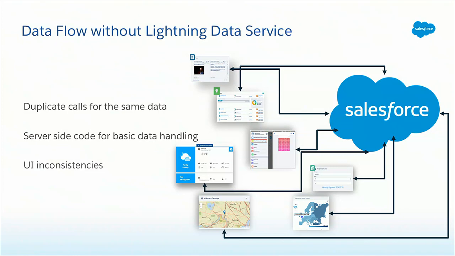So the data flow without Lightning Data Service is you have a bunch of components on the page, and they're all making their own calls to the server to get their own data. So they're not coordinating with each other, which brings up some problems. You can get inconsistencies across your components. If one updates data, the other one might not get that update. You're potentially making duplicate calls to the server, which results in a performance hit. And you have to write some boilerplate code in Apex to provide that data to you.